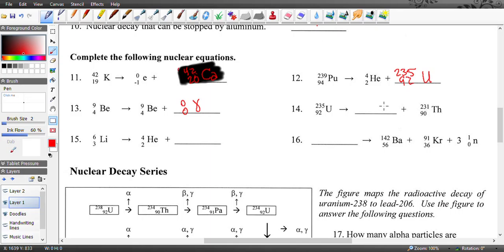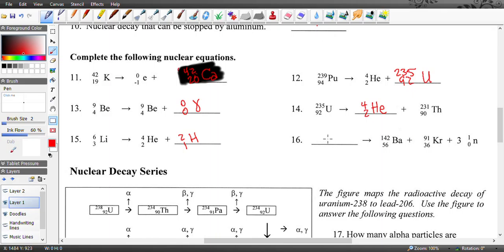All right, number 14. So what do I need to add to get to 235? That's gonna be 4. 90 plus what is 92? That's 2. That's going to be our alpha decay. So helium. The next one. All right. So what plus 4 is 6? That's 2. What plus 2 is 3? That's 1. We looked that up. And that's something you should have memorized.